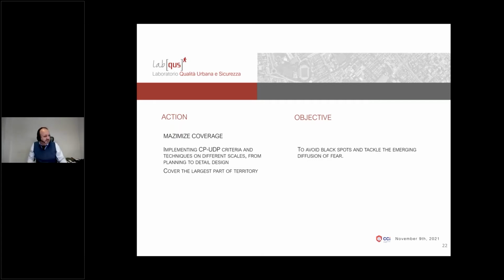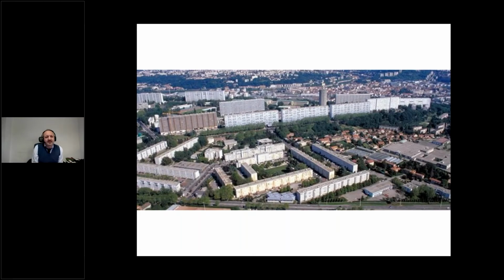So I think the time is running, so I would like to show you probably the biggest project of redesign of a neighborhood using CP-UDP criteria. This is a neighborhood called La Duchère in Lyon. It's a typical development from the 60s, so high-rise buildings, hard construction, a lot of 17 floors with a commercial gallery at the ground level.